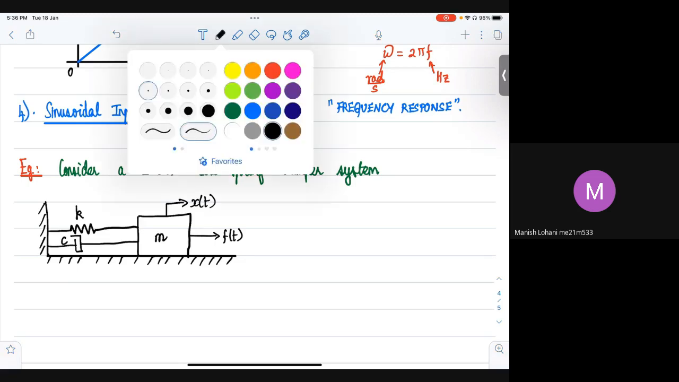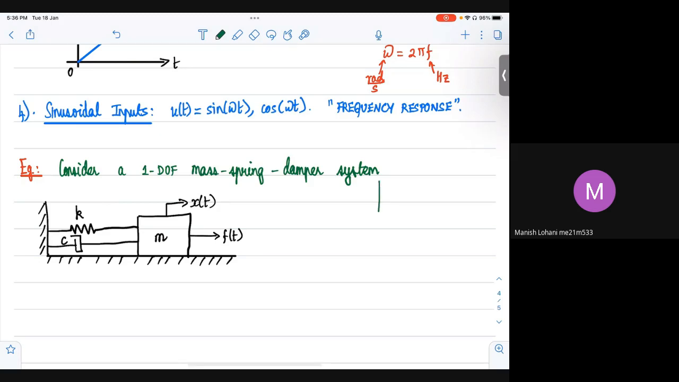Now, if I visualize this as our standard visualization of a dynamic system, what happens to this mass spring damper system? I can visualize it as a system to which I give f of t as the input, so the force is the input. And then we have the displacement as output. So we could visualize it in this manner.